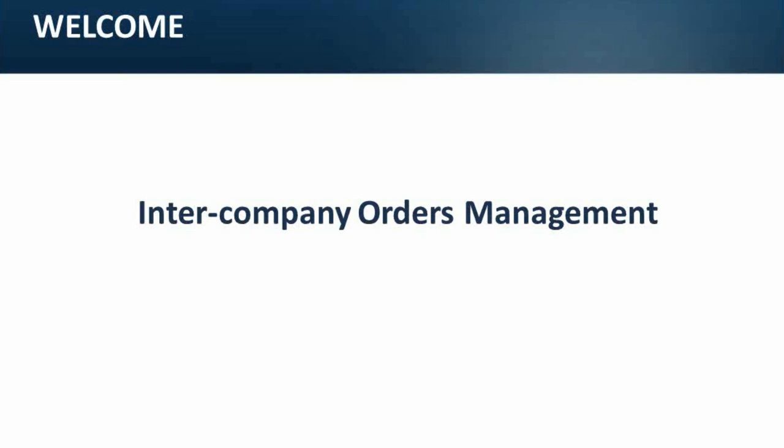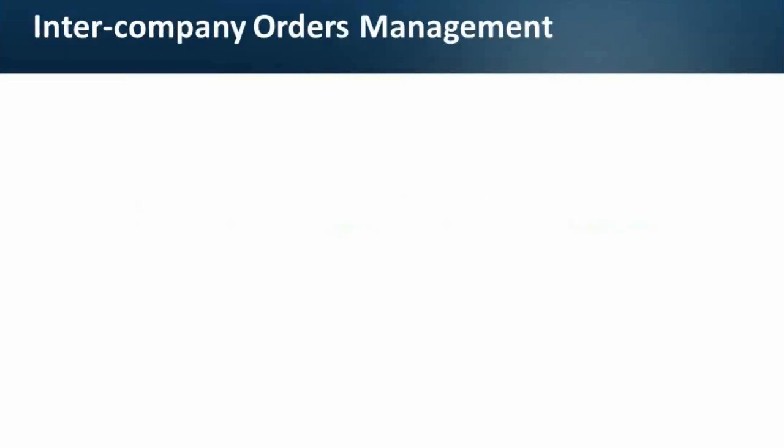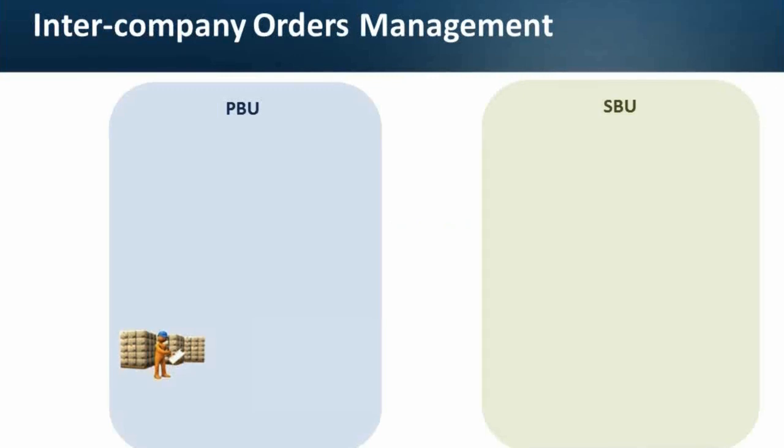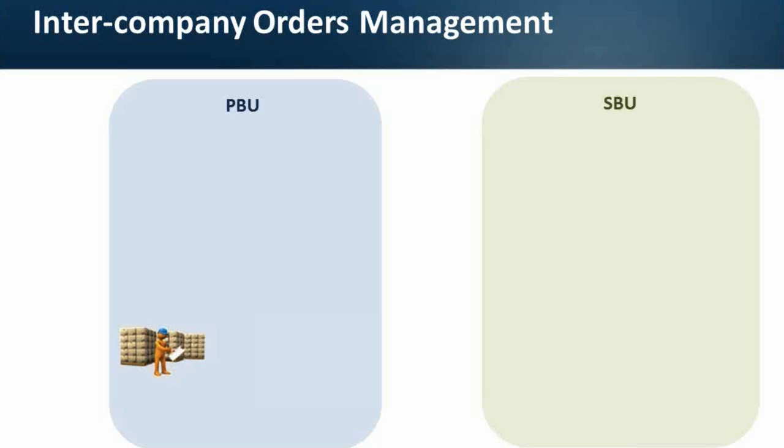But first, let's look at the intercompany order process. In our generic scenario, we have two business units. Let's call them primary business unit and secondary business unit. At the primary business unit, we have a warehouse at which we maintain a certain stock level. This is where we ship from to all our customers. Some products we sell from the primary business unit are not manufactured here. They are manufactured at the secondary business unit.